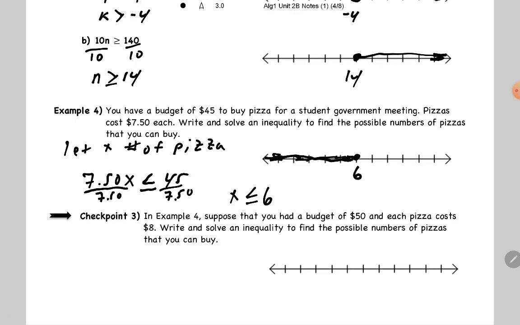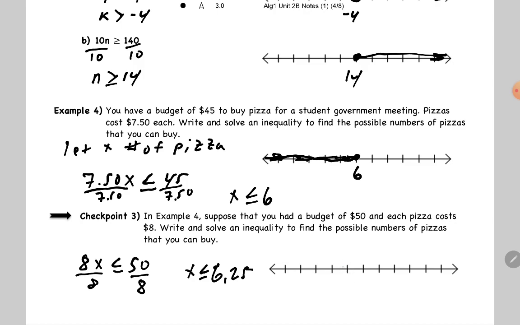Anyways, in example 4, suppose that you had a budget of $50 and each pizza cost $8. Okay, so x is still the number of pizzas, but now they're charging $8 for a pizza. Less than or equal to 50. Divide by 8, divide by 8. And we'll get x is less than or equal to 6.25. Or no, 6 1/4 pizzas.